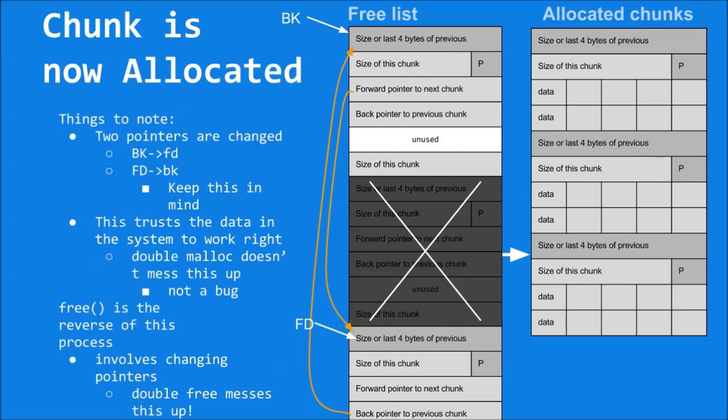So 2 things to note. 2 pointers here are changed, all right? The forward pointer and the backward pointer. This is very, very important to keep in mind because the system trusts the data in this chunk to do this right. What if that data is maliciously provided? It's relying on this to do 2 things: to find the next pointer and to give a value to that pointer. So if you can do this maliciously, we're providing a destination for an arbitrary byte and a value for an arbitrary byte. And so let's put that on the back burner for next time.